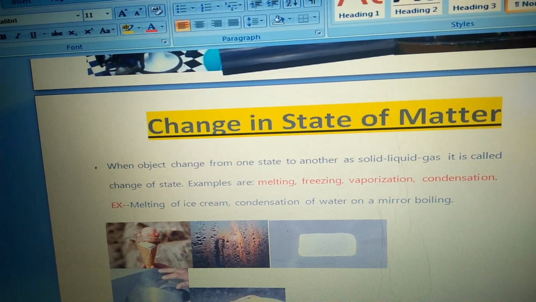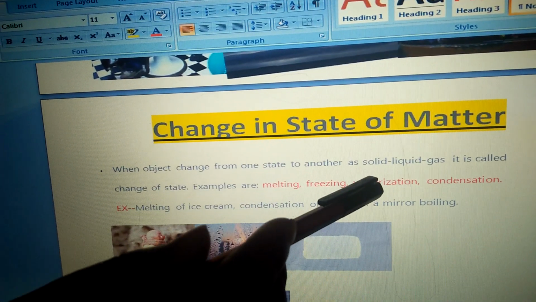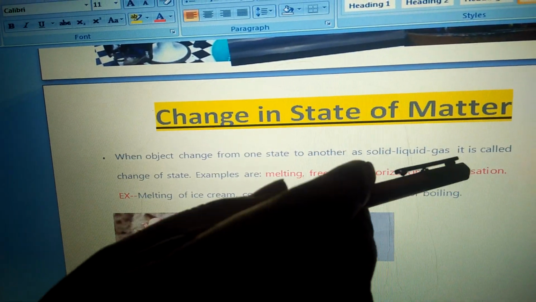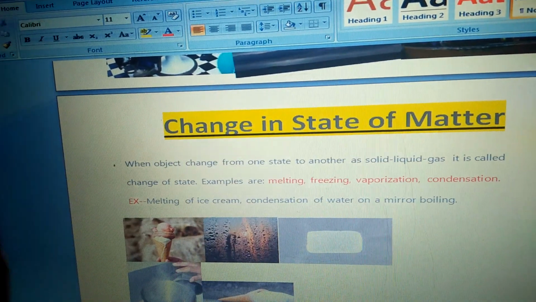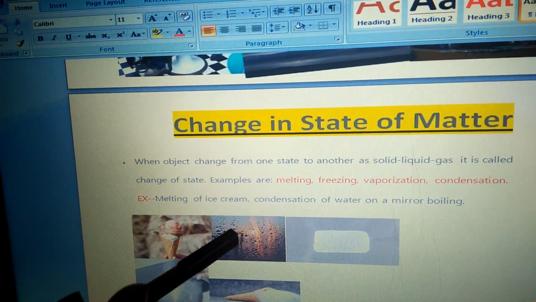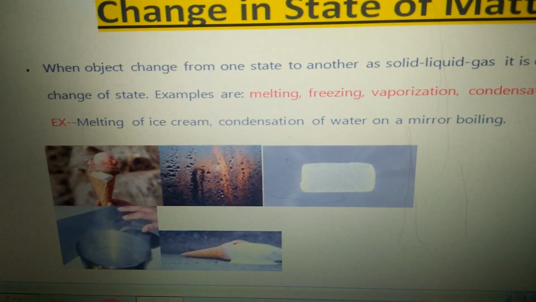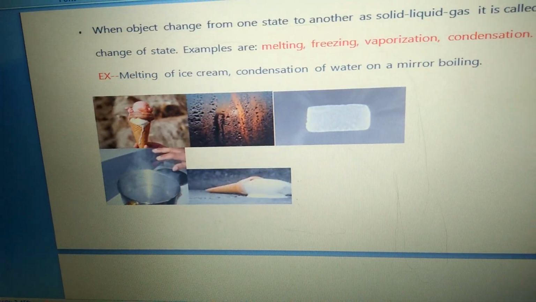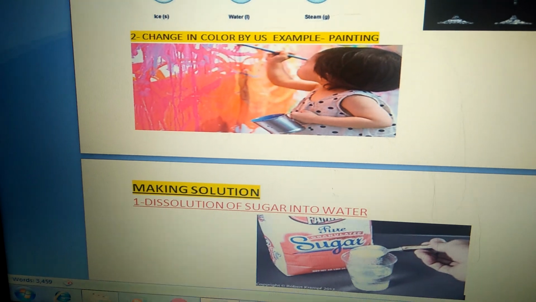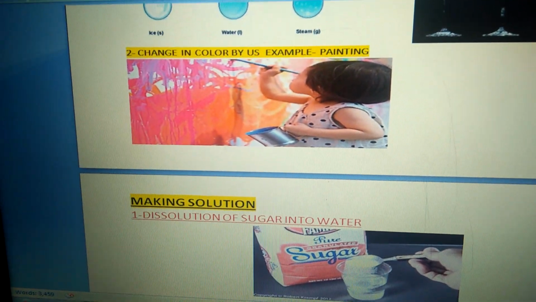Similarly, water can easily be changed into ice. Vaporization, changing liquid water into vapor. Condensation. Condensation is just a state change of water vapor, changing water vapor into liquid. So all these examples are given here. Change in state. Here also you can see that ice melted to form water, water changed to form water vapor. So all these examples are change in state. This is a physical change which is reversible.